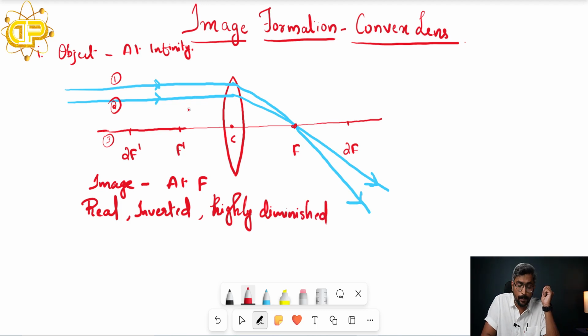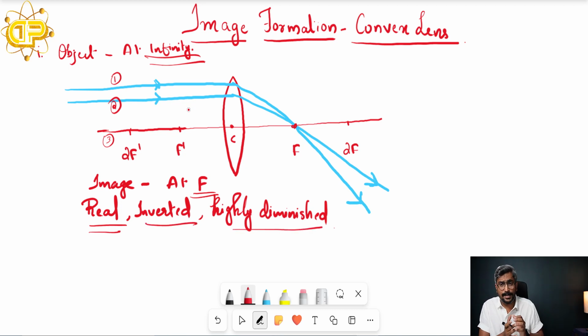So these are the properties. If the object is at infinity, then the image will be formed at the focus. The image will be real, inverted, and highly diminished. So these are the properties of the first case. And what about the next case? If the object is placed beyond 2F', what will happen there?